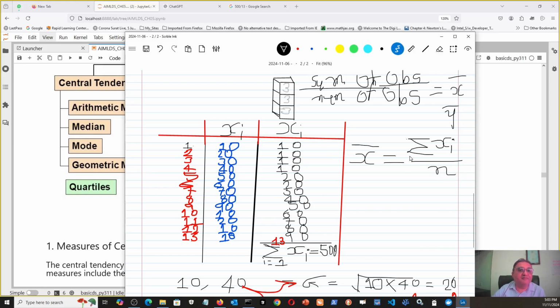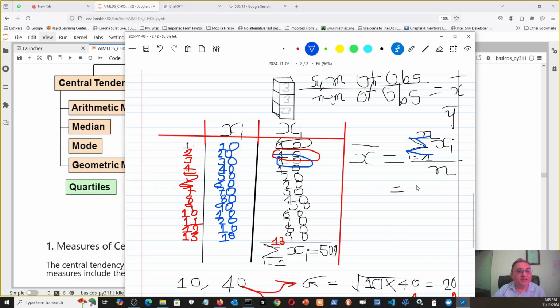Some people even write it more specifically, sigma i equals 1 to n. So i starts from 1 to n. Now in my case n is 13, and the sigma symbol means take the first observation, where i is equal to 1, so x1, so this is my x1. Then take the second observation, x2, so this is my x2. Then take the third observation, this one in blue, that is my x3, and so on up to x13, because n is equal to 13. And what sigma says is add all those and divide by 13.